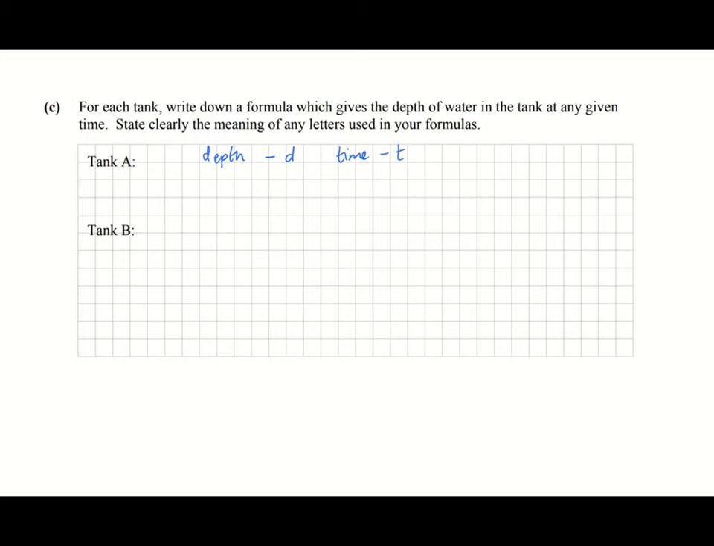Now, when we think about tank A, the constant is that there's always 25 centimeters of water at the start. And then we're adding on how many centimeters per second. Well, 5 over 10. 5 centimeters every 10 seconds. So what does that equal? Well, it gives us that the depth equals 25 plus 5 over 10, which is a half t. And we can even check.